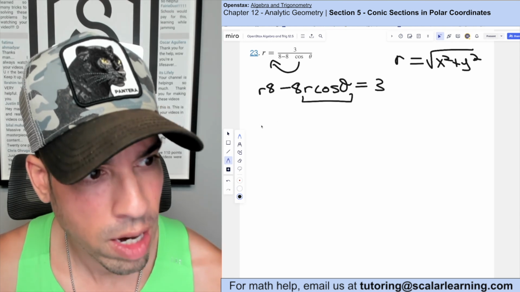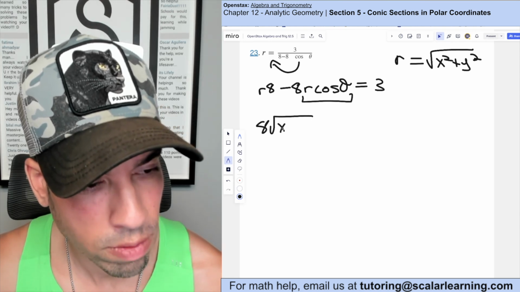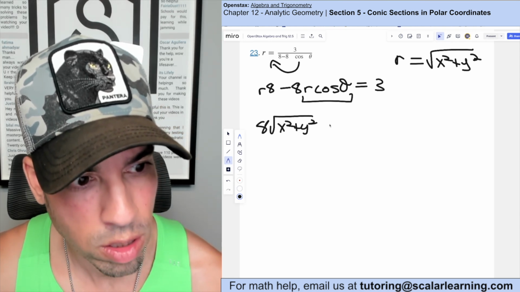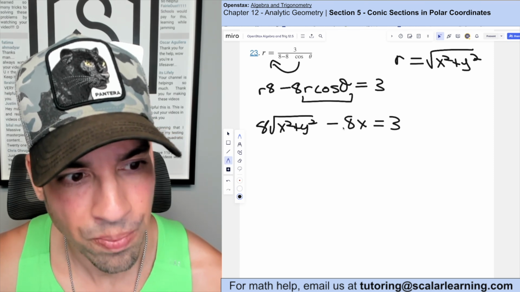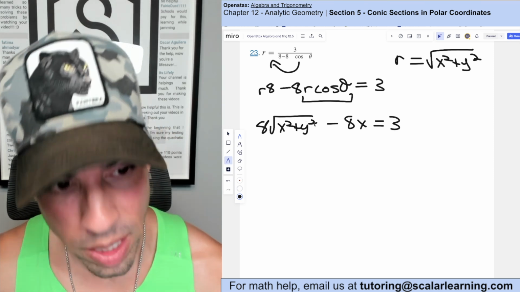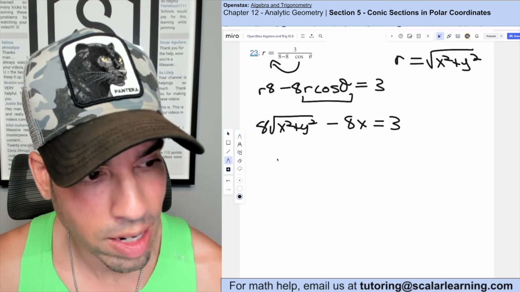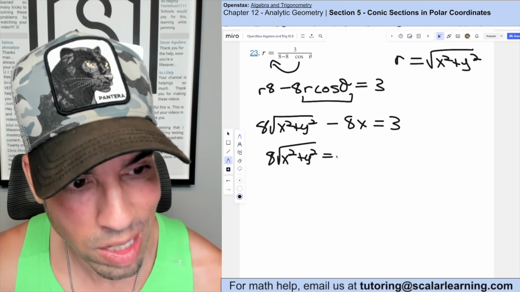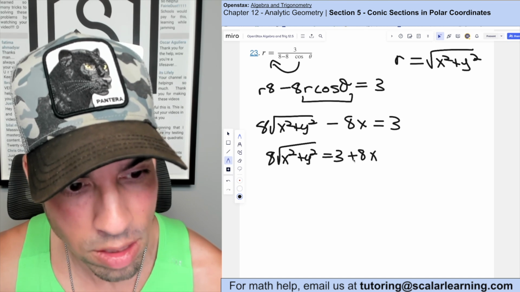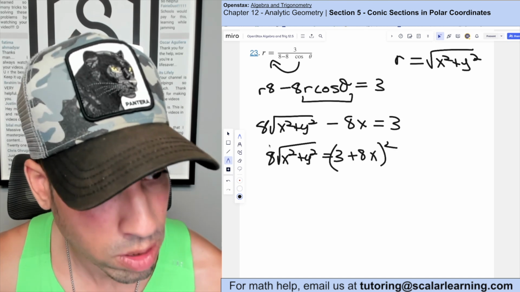So we've got 8 square root of x squared plus y squared minus 8, and then that becomes x is equal to 3. Okay, now I'm going to isolate the radical so I can square it and get rid of it. So we're going to add 8x to both sides. So we got 8 radical x squared plus y squared equals 3 plus 8x. Then we're going to square both sides like so.